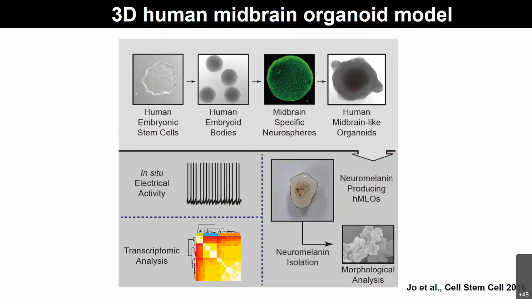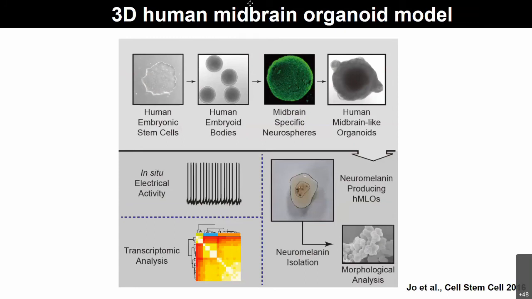So we thought at that time that in order to understand that, perhaps we can make a human midbrain organoid system. At that time we were really inspired by Lancaster's work on the whole brain organoid. But we think that for Parkinson's, a midbrain-specific organoid may be more useful. So again, this is past work. This has been published in Cell Stem Cell in 2016.